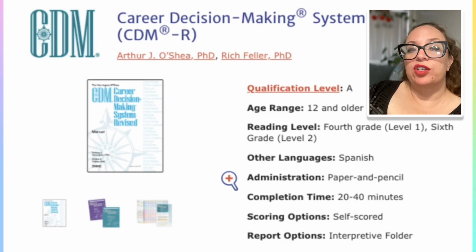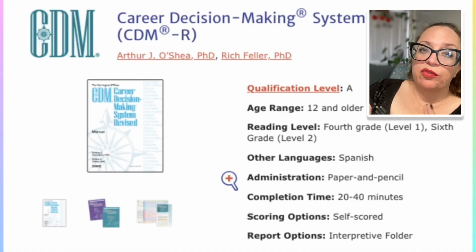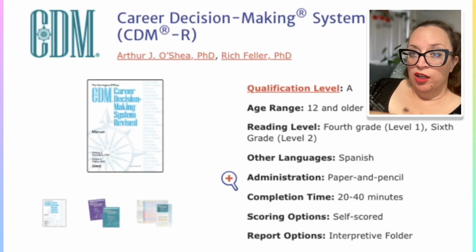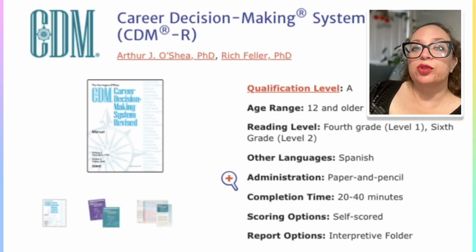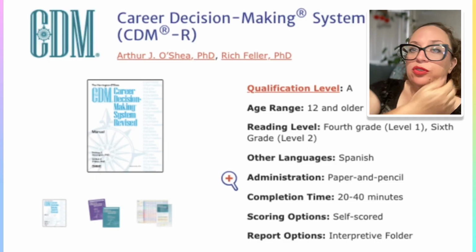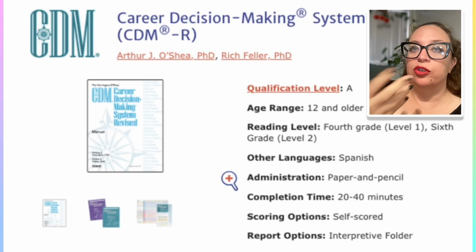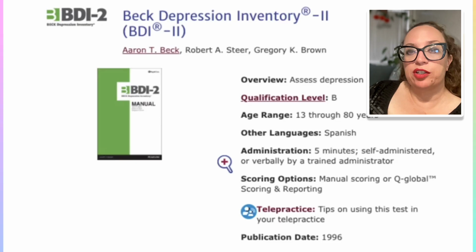So here we have qualification level A. Anybody could give this. A public school teacher could give this. You might even be able to purchase this yourself and self-score it. There's no qualifications for taking this particular test. It does say it is self-scored. So the idea here is that this is a low-risk test. Of course, sorry, you want it to be accurate. You don't want it to send you on an incorrect path, but there's little room for professional interpretation of the results for something like this. So you don't have to worry about interpreting it incorrectly. It's low risk.